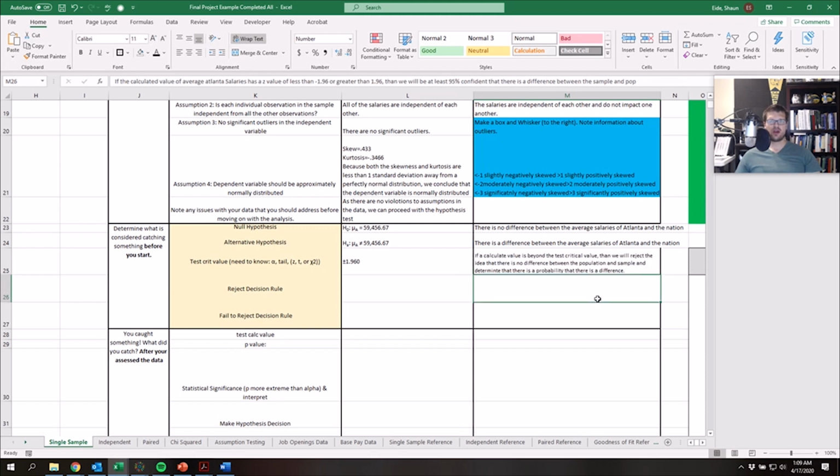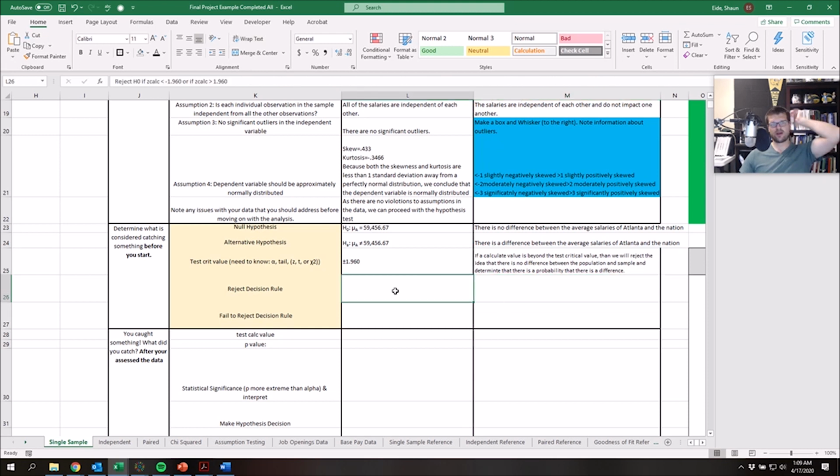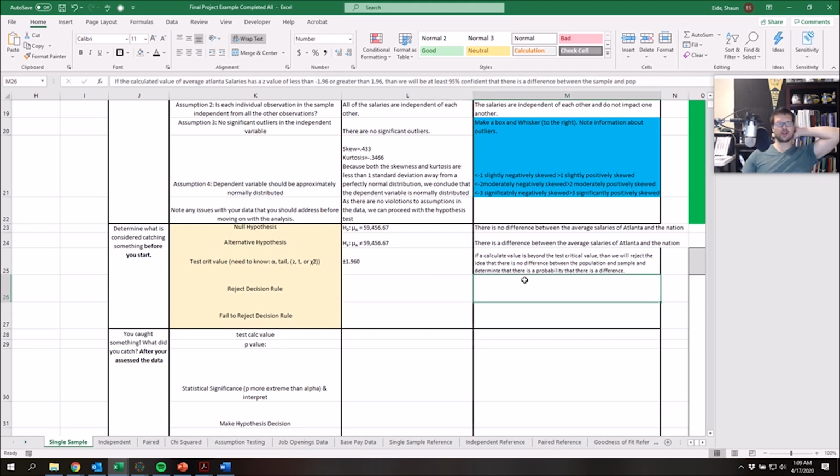And then also right here, just a little bit of information. This is just some information for you. Just remember, when we go in and calculate the actual values, if the calculated value is beyond the test critical values, then we'll reject the idea that there's no difference between the population and sample, and determine that there is a possibility that there's a difference. We're going to get into that right here.